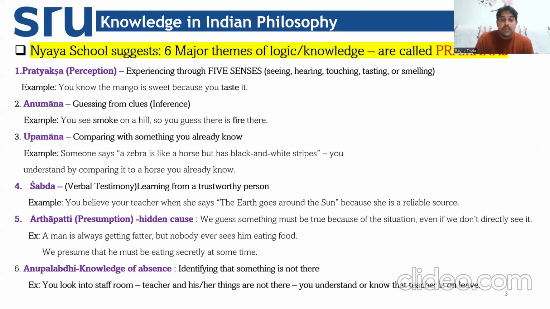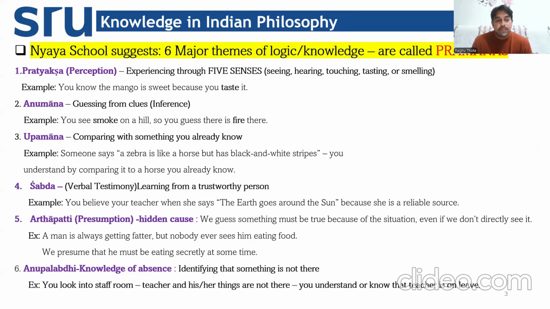And the fifth one is Arthāpatti, which means presumption, identifying the hidden cause behind it. It means we guess something must be true because of the situation, even if we don't directly see it. You're thinking that it might be true because of the analysis of the situation, but you didn't see that directly. An example I have already given: a man is always getting fatter, but no one has seen him eating too much. But how is he getting obese? And there is an assumption by you. What is that assumption? He must be eating secretly somewhere. That is called Arthāpatti. Presuming something and identifying the hidden cause behind it.